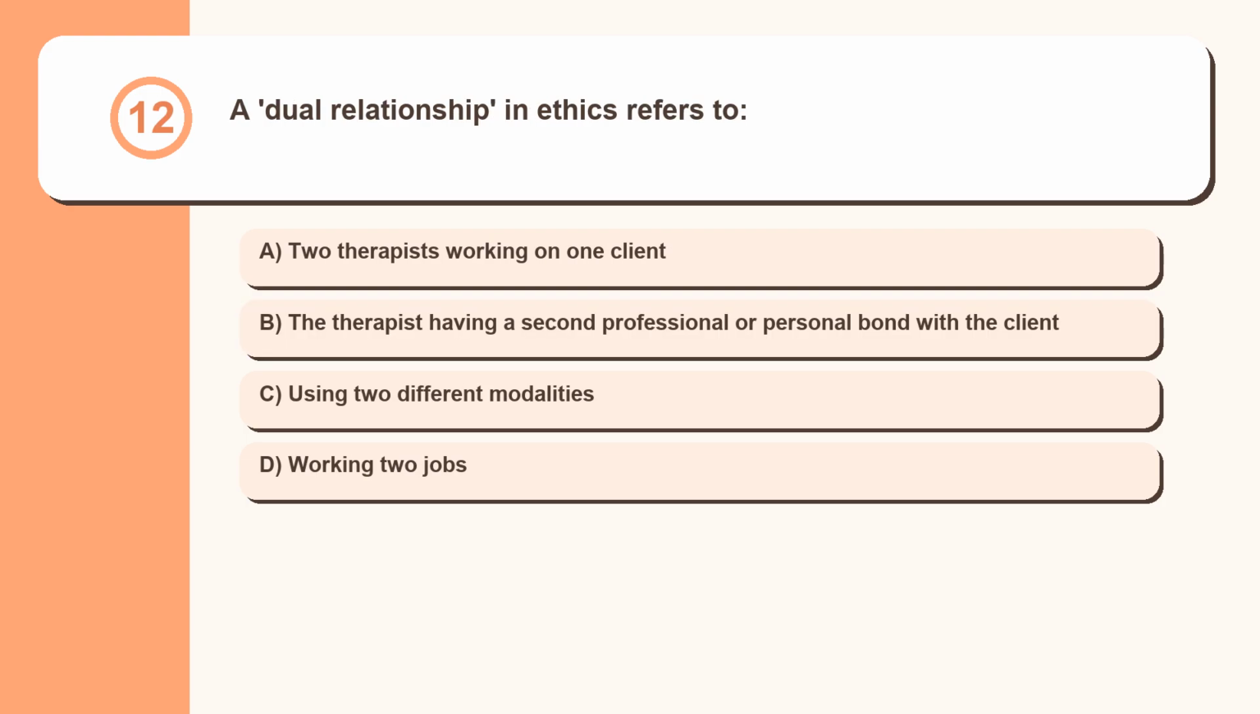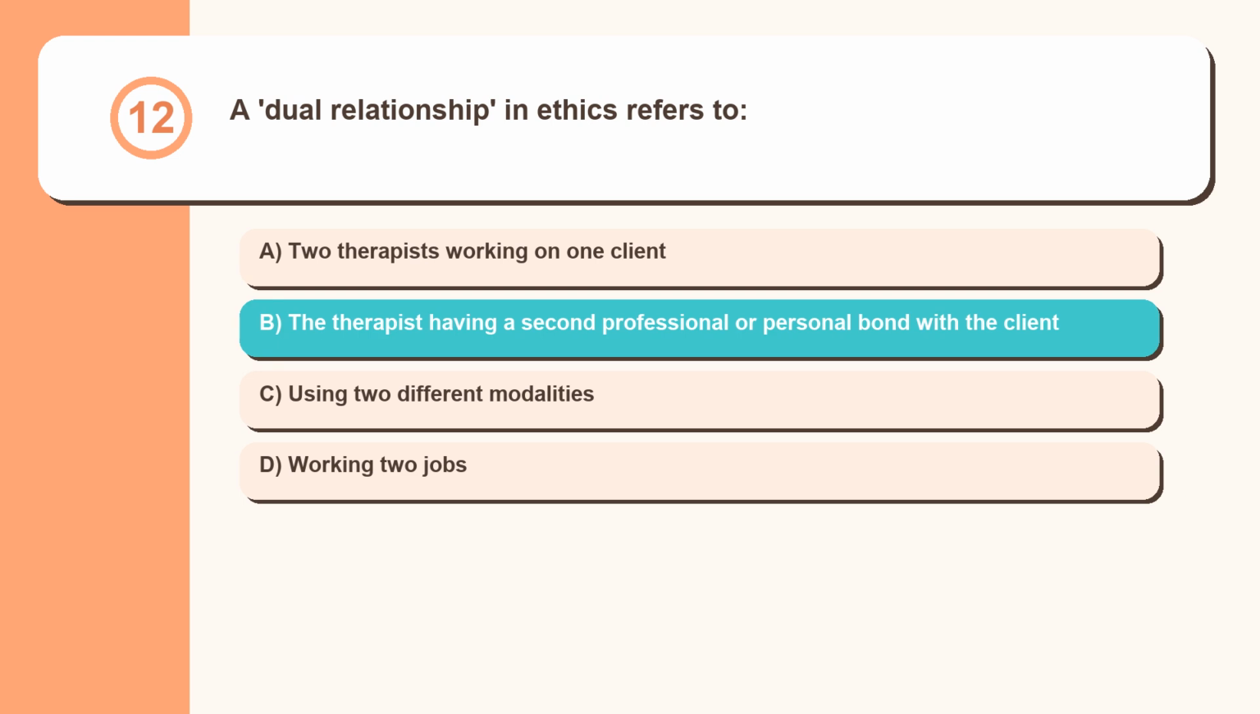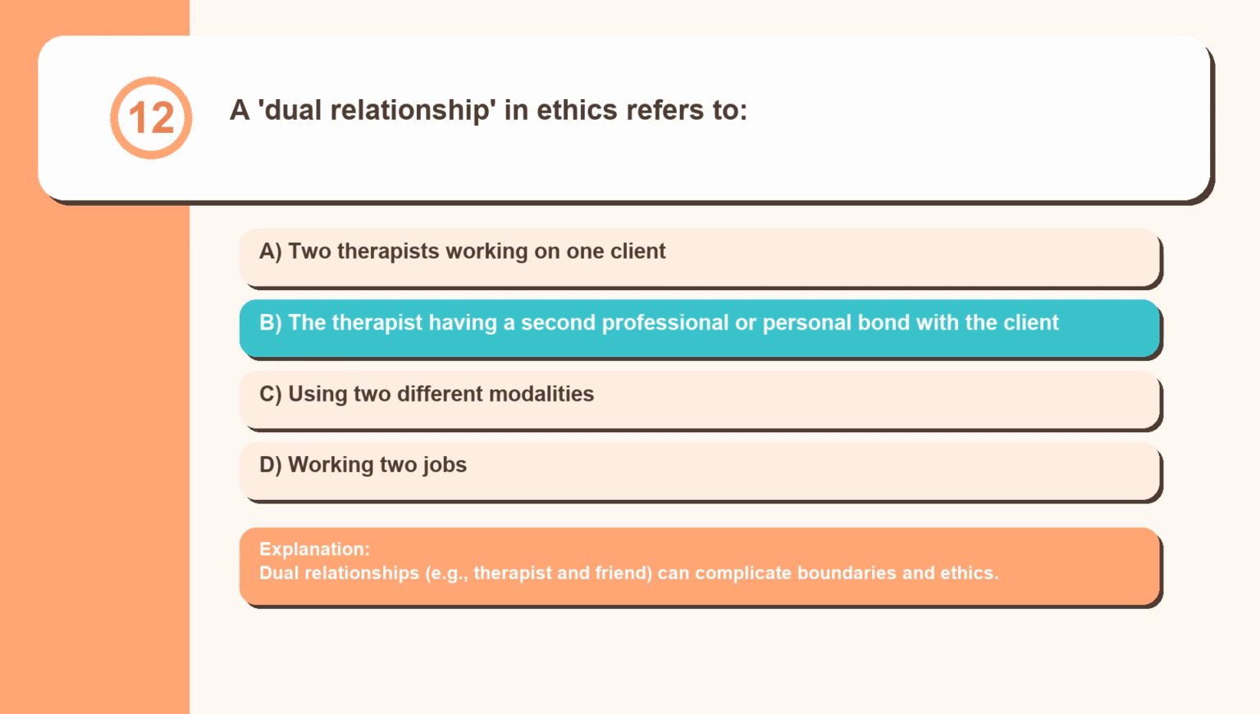Question 12. A dual relationship in ethics refers to two therapists working on one client, the therapist having a second professional or personal bond with the client, using two different modalities, working two jobs. Dual relationships, for example therapist and friend, can complicate boundaries and ethics.